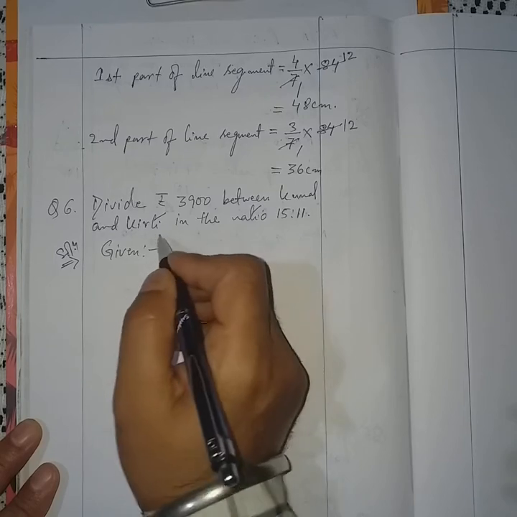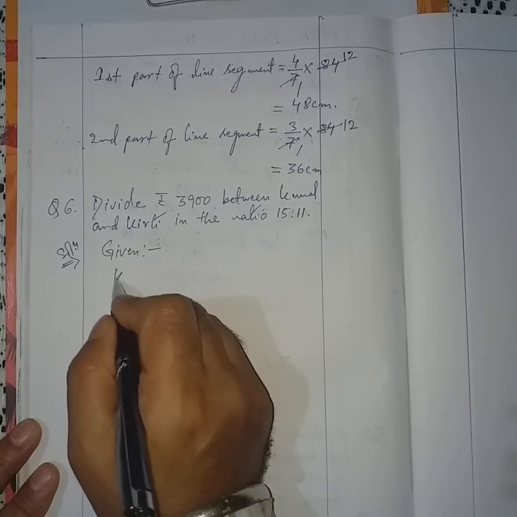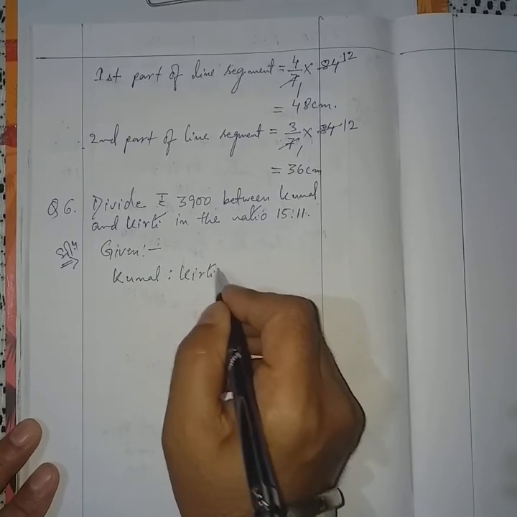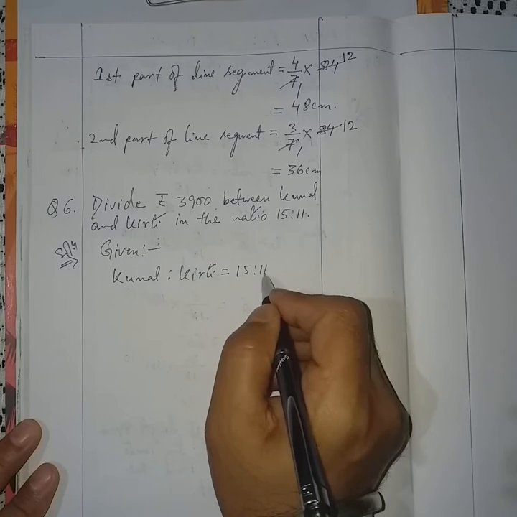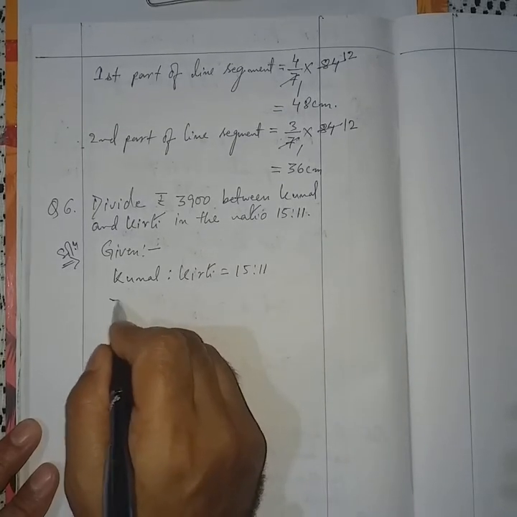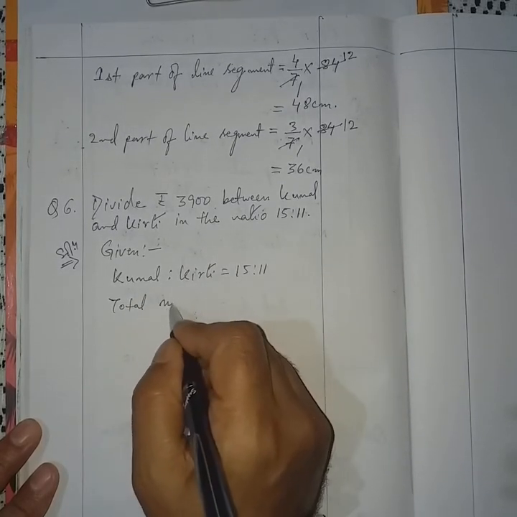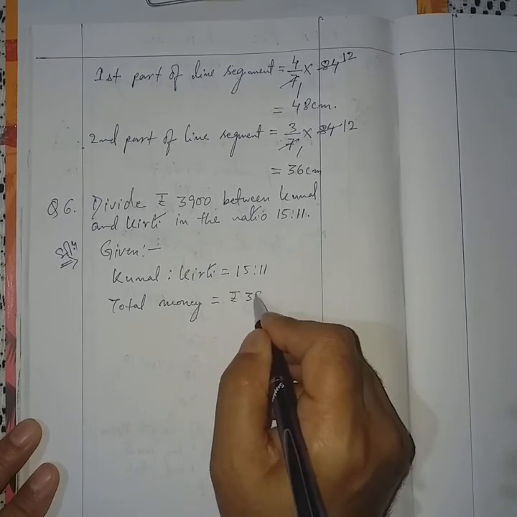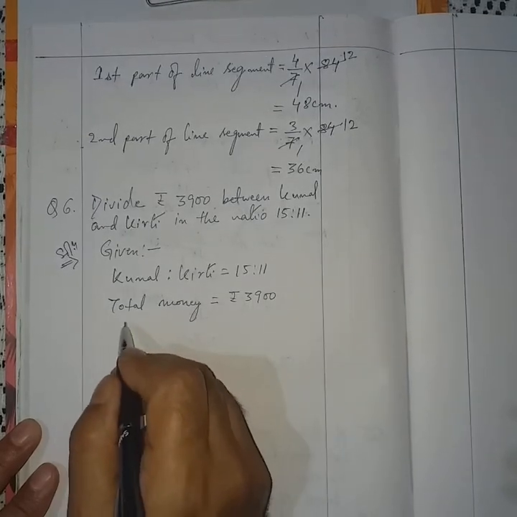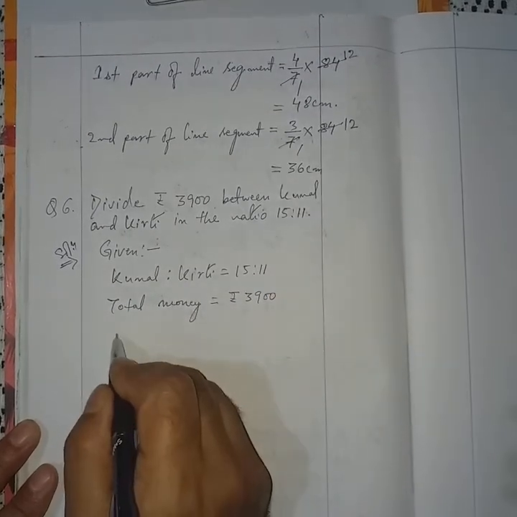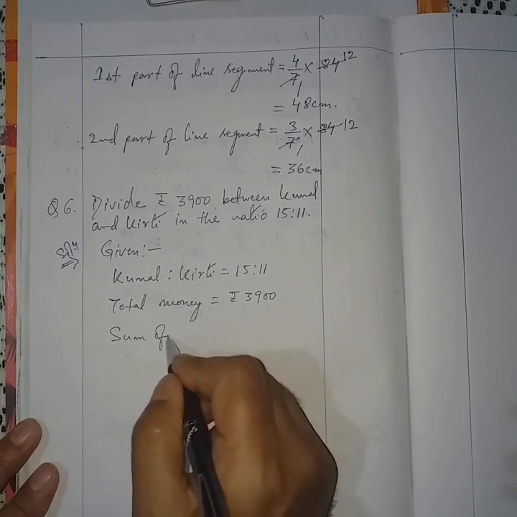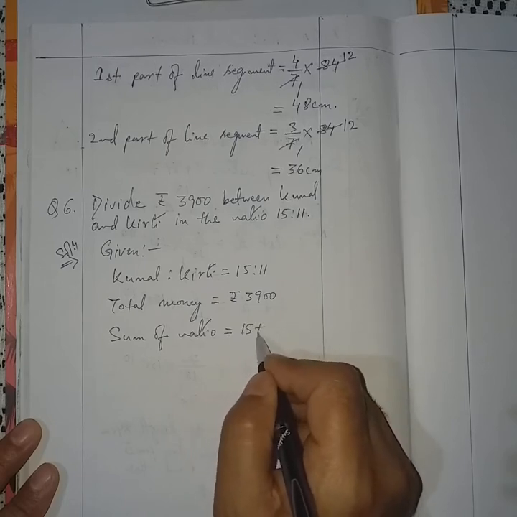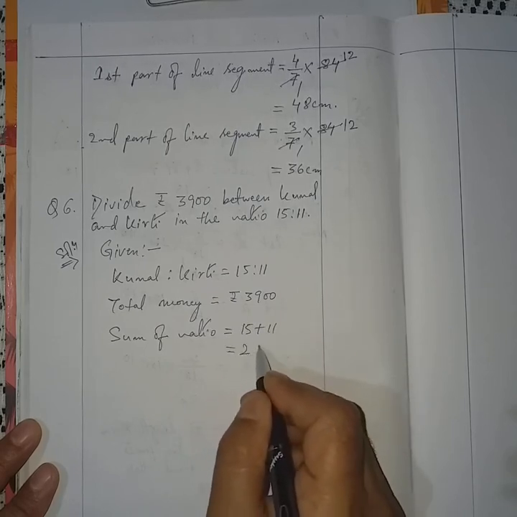So the given things in the question are, let us write this way: Kunal is to Kirti is equal to 15:11. Okay, and total money or amount is equal to rupees 3900. Okay, next step is what? To find the sum of the ratio, which is equal to 15 plus 11. How much is it? 26.